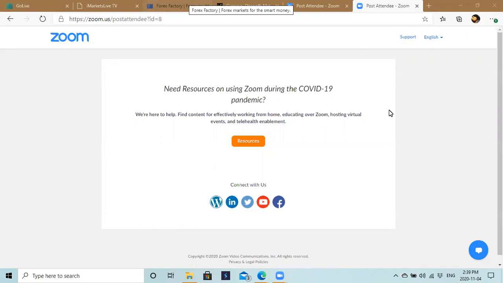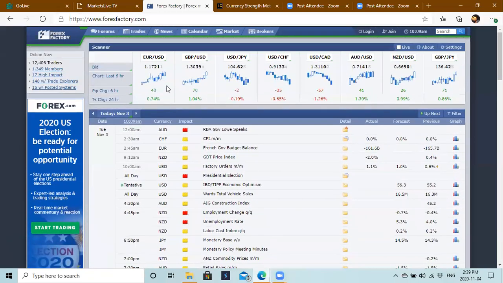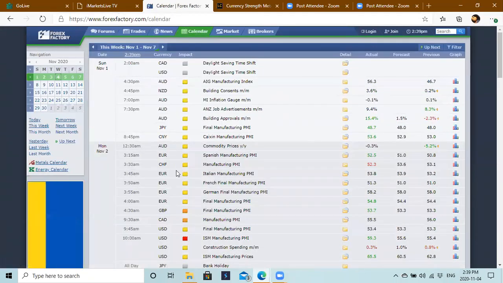All right, so first things first. When you start trading, you want to go to forexfactory.com. Usually you would go to your homepage and then click on calendar. This tells us if we should be trading or not trading.